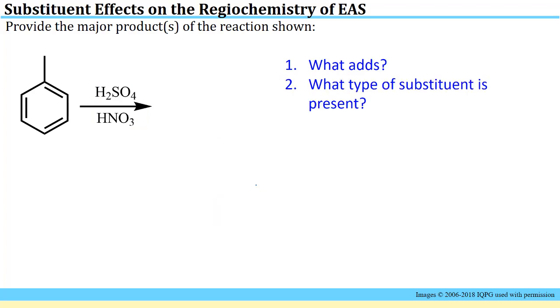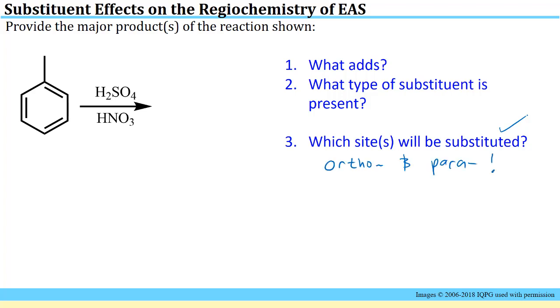Once we figure that out, we need to know what type of substituent is present so that we can figure out where the next substituent might add. In the current case, we know that an alkyl group, like the methyl group present on toluene, is an inductive donor. And with that in mind, we should be able to figure out which sites will be substituted. In the previous problem, we already went through all the possible carbocation intermediates that could form upon electrophilic addition, that's the first step of the nitration reaction, to toluene.